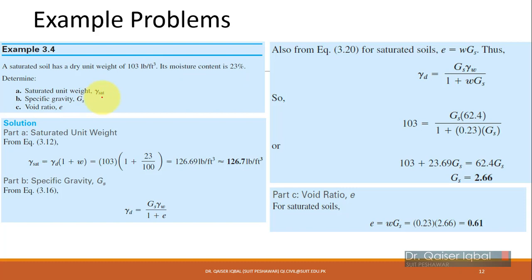Determine the saturated unit weight, gamma sat, specific gravity Gs, and the void ratio. So you have the dry unit weight, gamma D, and you have the moisture content W. You require gamma sat, specific gravity Gs, and void ratio. So first of all, determine gamma sat.